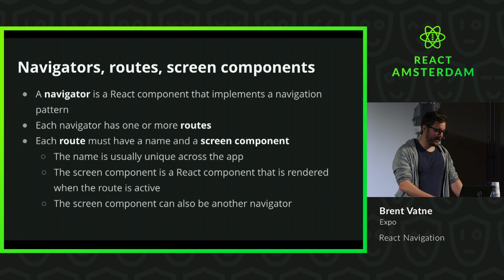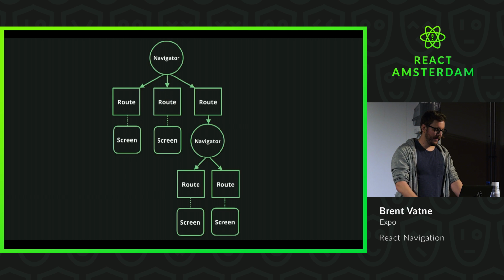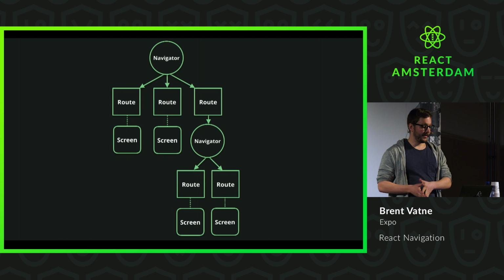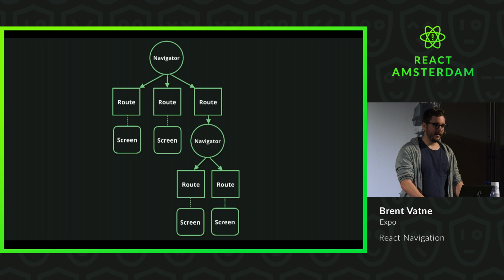If I were to turn that into a visualization, which I did, it would look like this. You see at the top there's a navigator, it contains routes. Each route has a screen inside of it. Of course, if we were to factor in the last point there, we could see that a screen can also be a navigator, and that navigator can have, of course, routes itself, and this can continue on indefinitely.